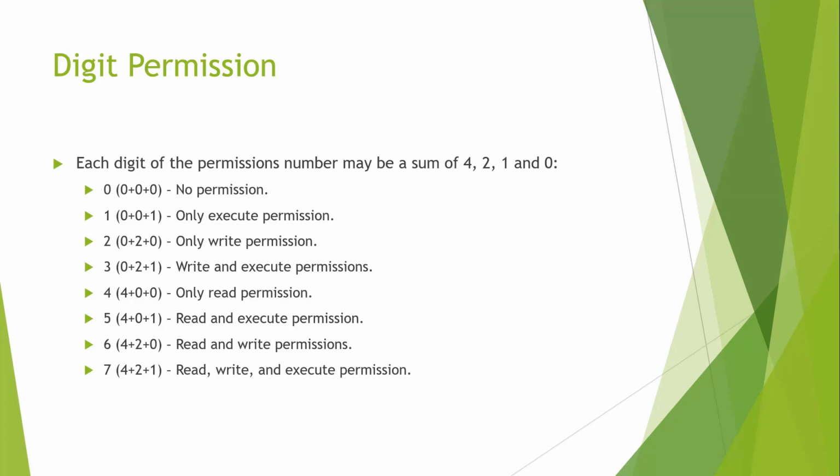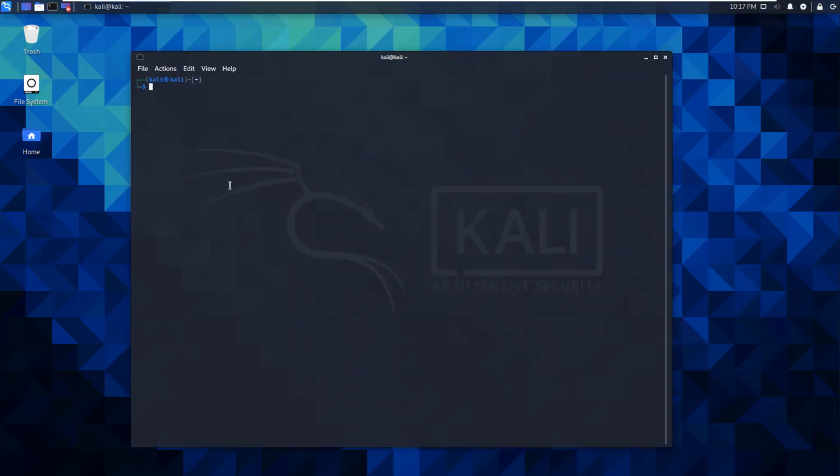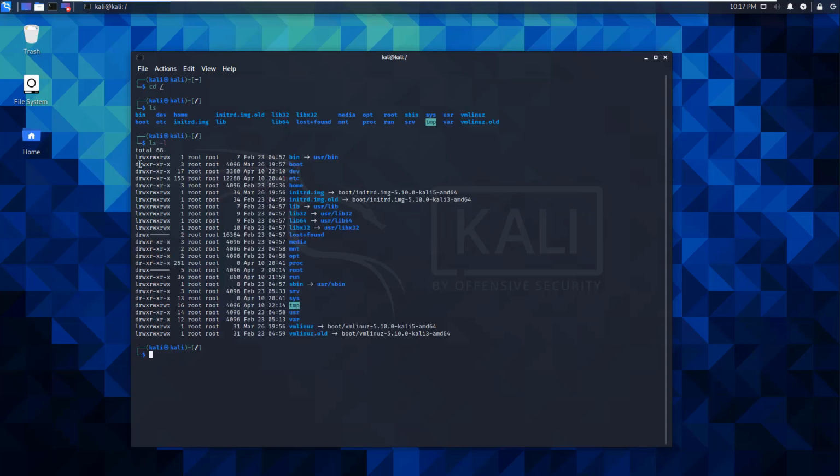So let's look at that in Kali. I have a terminal open and I'm going to navigate, then do an ls -l so I can see permissions. Here we can see read, write, execute. Read, but they don't have the permission to write. So that's how we can slowly start deciphering our permissions.